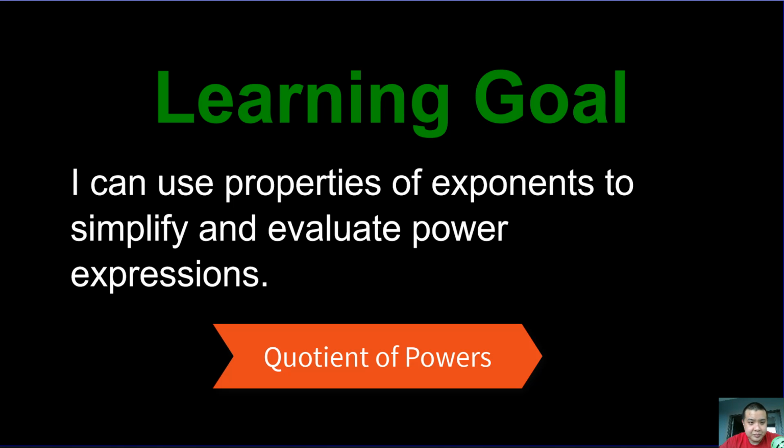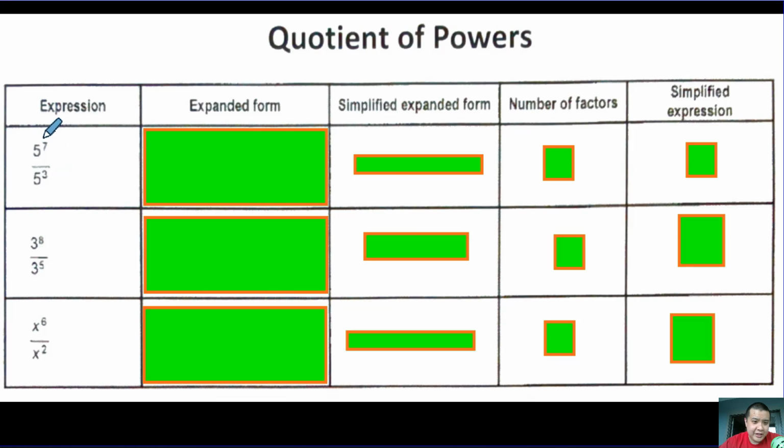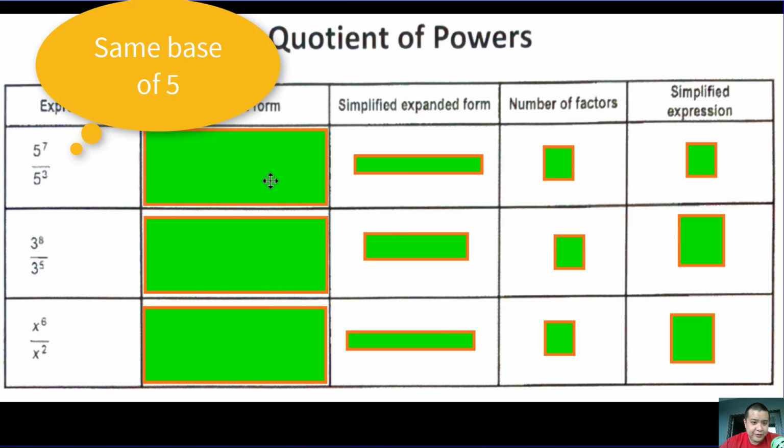Okay, remember that quotient is the answer to a division problem. So here we have 5 to the 7th divided by 5 to the 3rd. Notice they have the same base. Both of the bases are 5. Okay. So here, in expanded form, that's 7 5s at the top and 3 5s at the bottom.